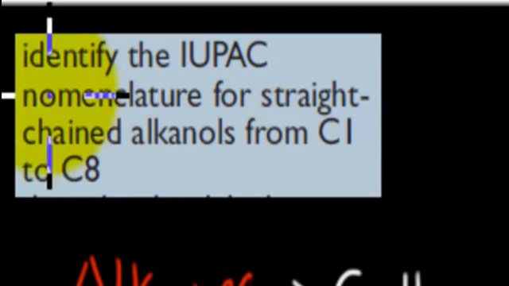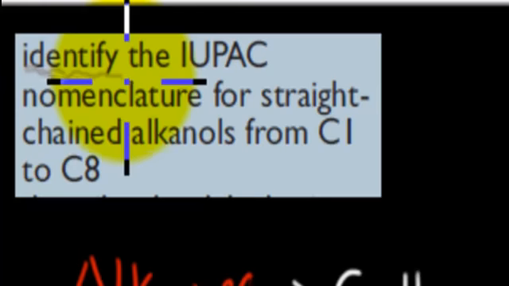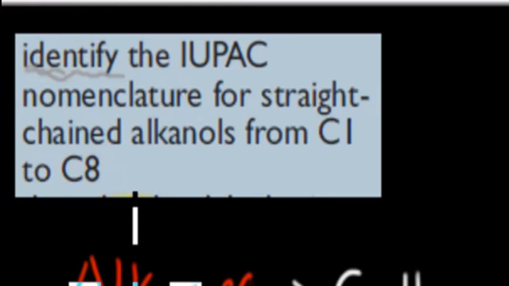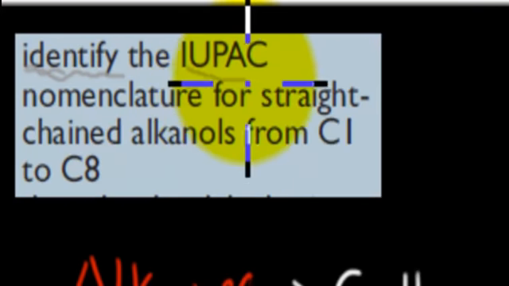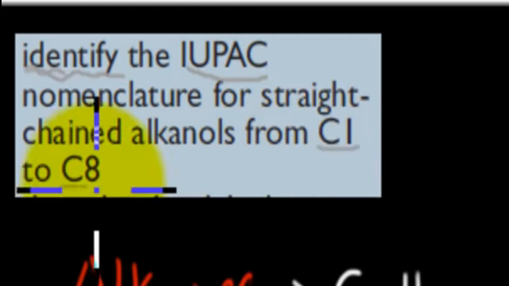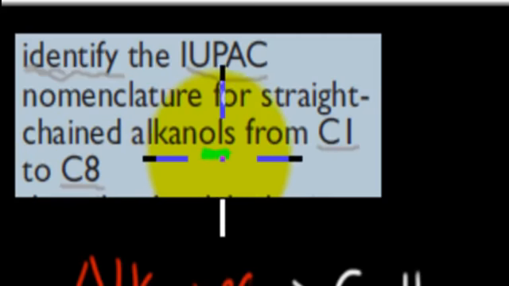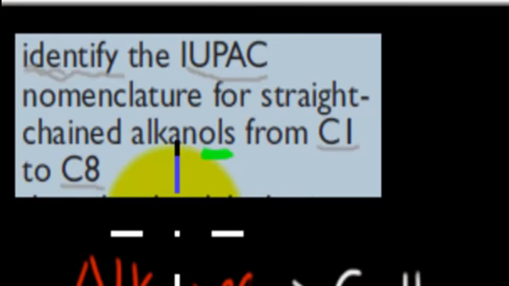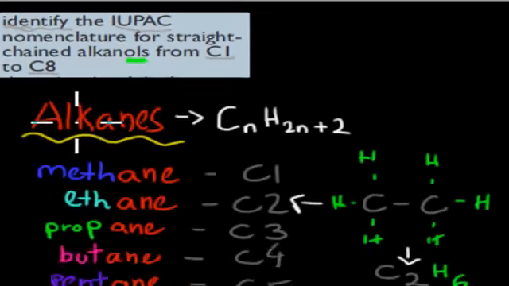So first, we have to make sure that the word identify means we just have to know what the nomenclature is, state facts. We will talk about the IUPAC nomenclature and give the nomenclature for C1 to C8 of alkanols. So these are alcohols. These are not alkanes, these are alcohols. But before we start to talk about alkanols, we'll go over what alkanes were again.